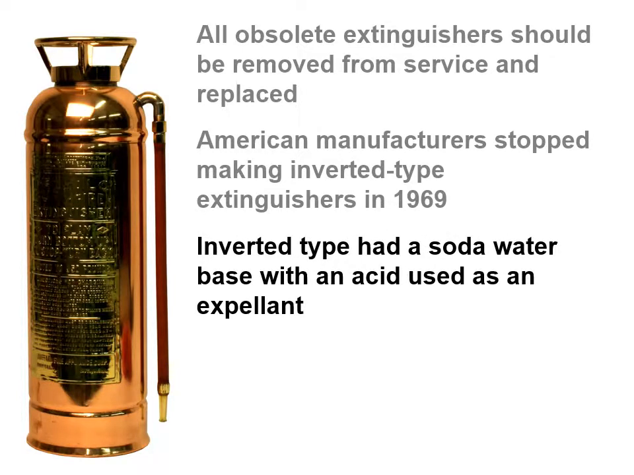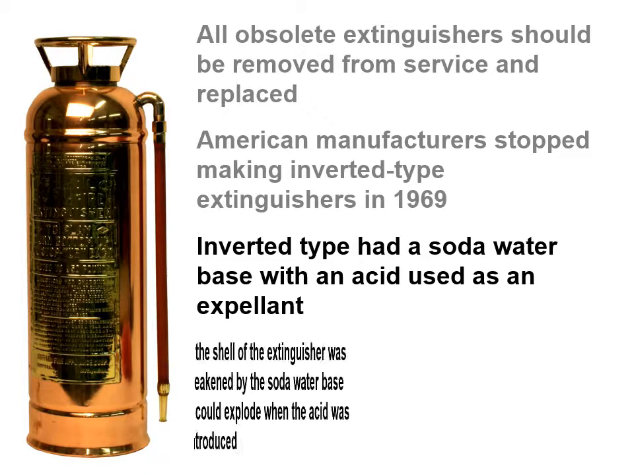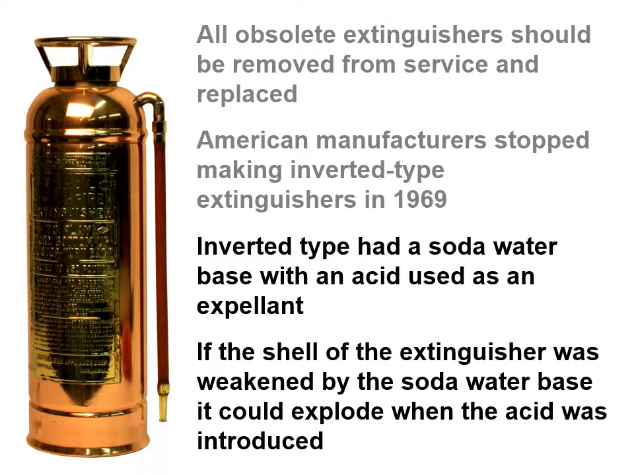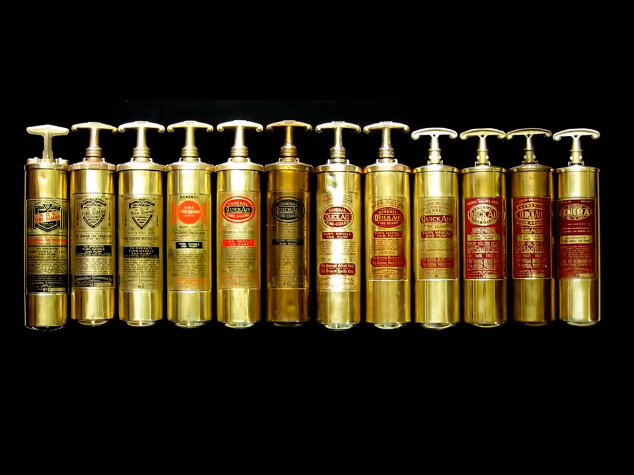Inverted type has a soda water base with an acid used as a propellant, also known as a soda ash extinguisher. If the shell of the extinguisher is weakened by the soda water base, the shell could explode when the acid was introduced. It could not be turned off once it had been activated.